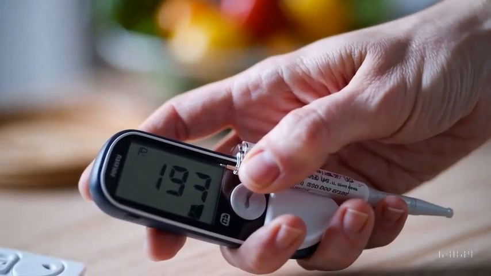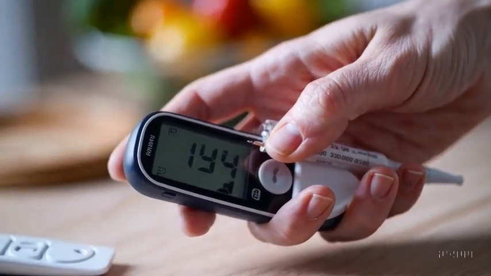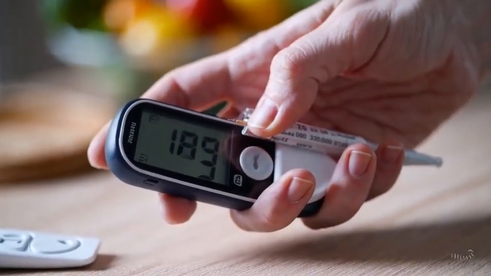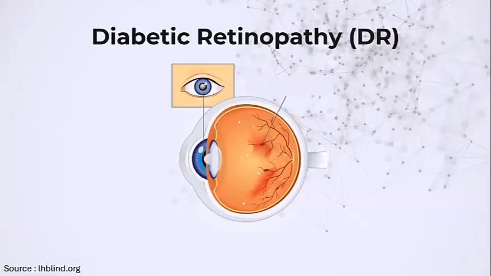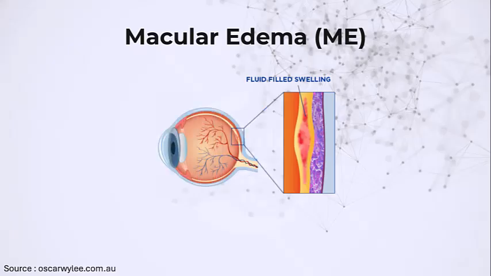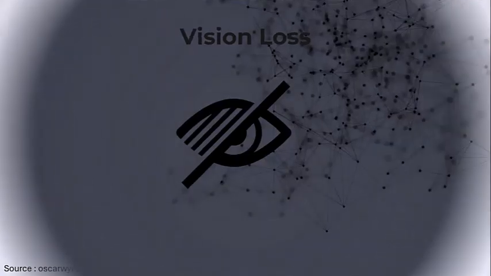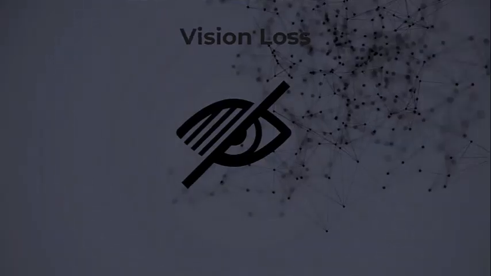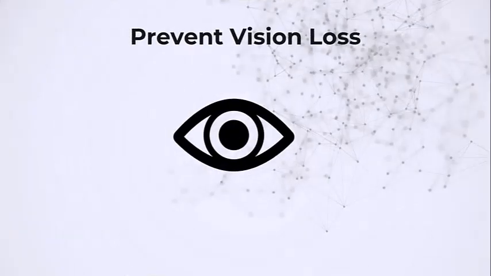First, let us understand diabetic retinopathy. It is a complication of diabetes that affects the eyes. It occurs when chronically high blood sugar levels damage the tiny blood vessels in the retina. In some cases, it can lead to further complications called macular edema. Macular edema is a swelling or thickening of the macula, caused by fluid leaking from damaged retinal blood vessels. If left untreated, it can lead to irreversible vision loss. However, with early detection one can prevent vision loss.